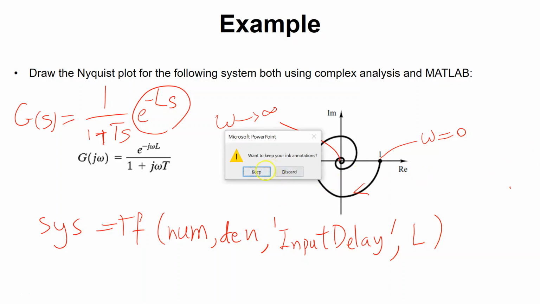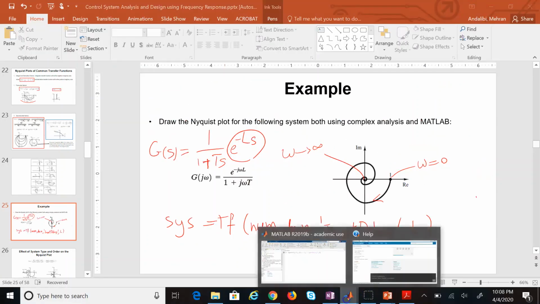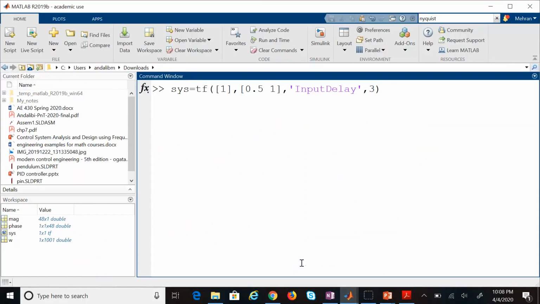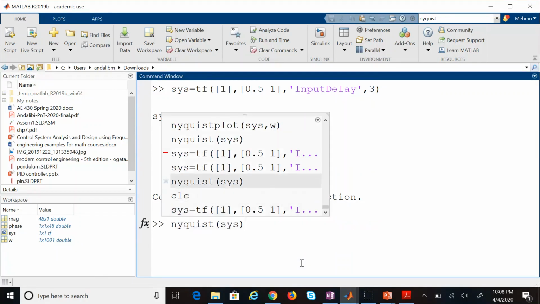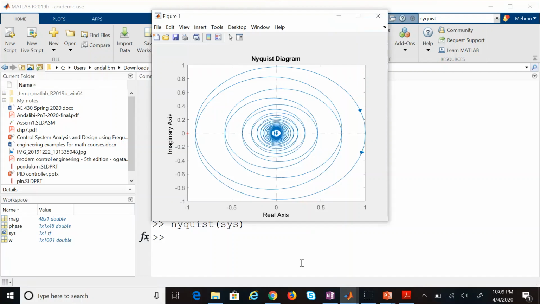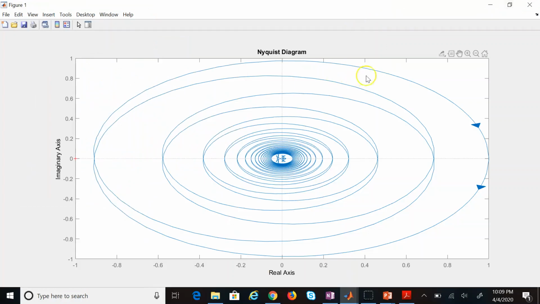So let's do it. Here again I use T of 0.5 and L of 3, and there we go. Look, now I have that exponential there, and now I can run the command Nyquist. And here you might say, where has the spiral gone? Well, it's still here. What's the difference here? You have two spirals on top of each other. This is the bottom spiral, this is what we have here, and the top one is for negative frequency. So this is two spirals mixed together.